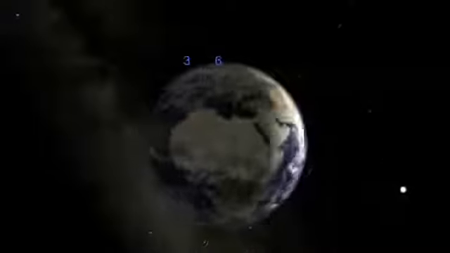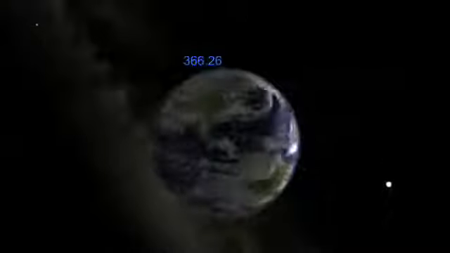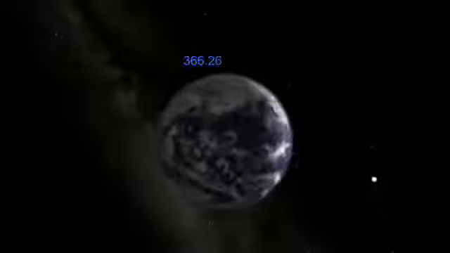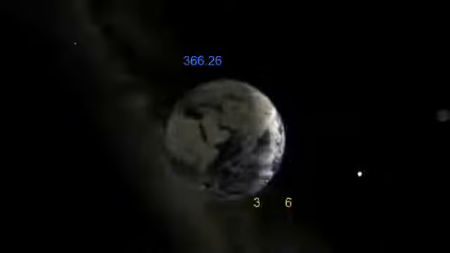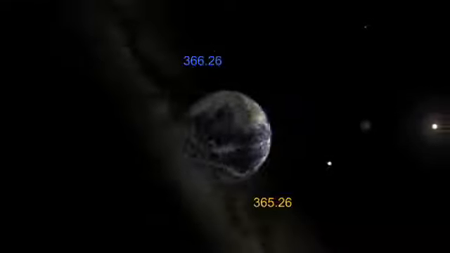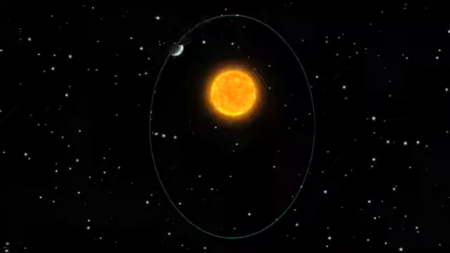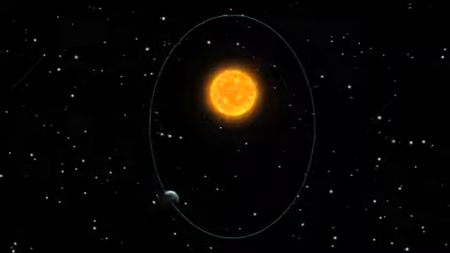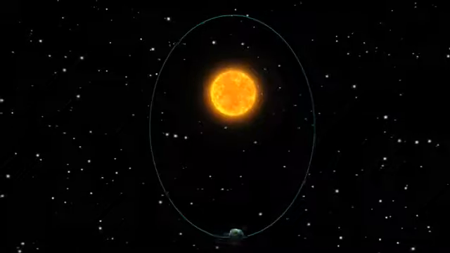Earth orbits the Sun once for about every 366.26 sidereal days, and once for every 365.26 solar days. Not only that, the length of the solar day varies throughout the year, and for two different reasons.